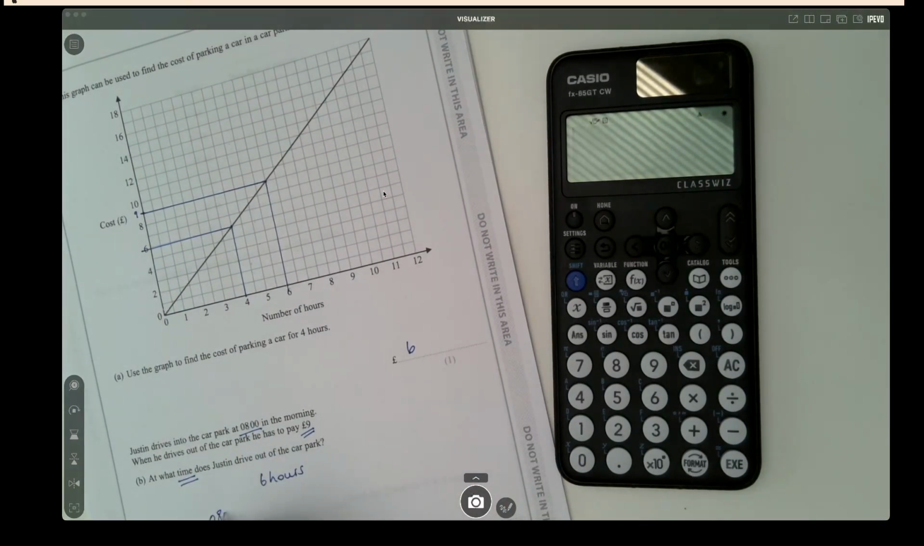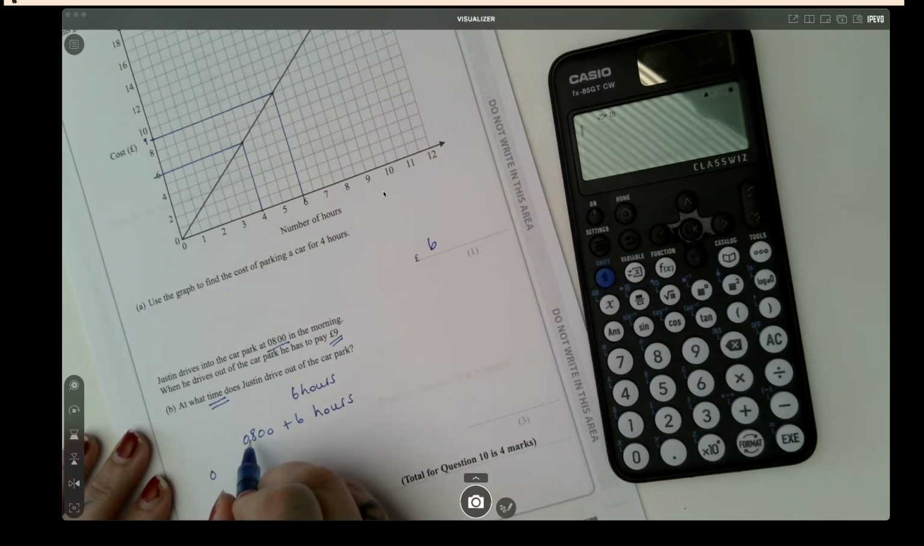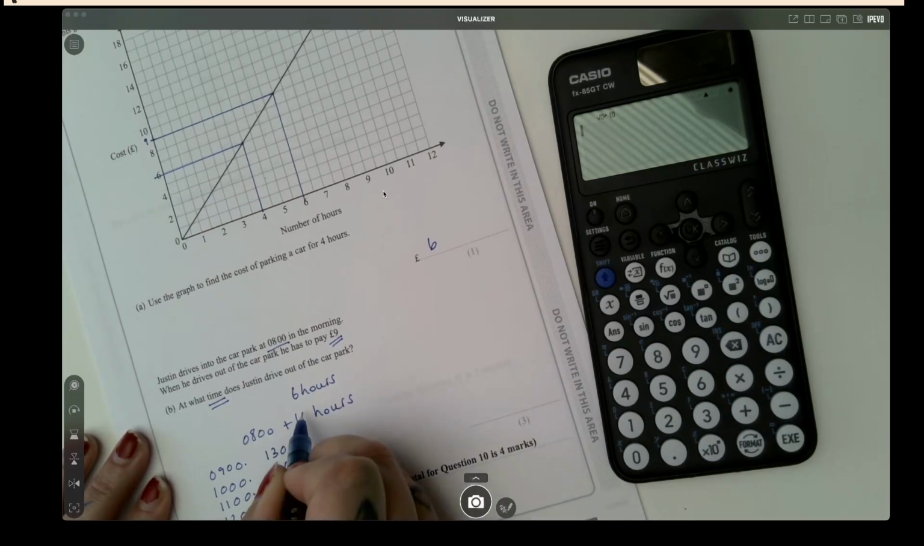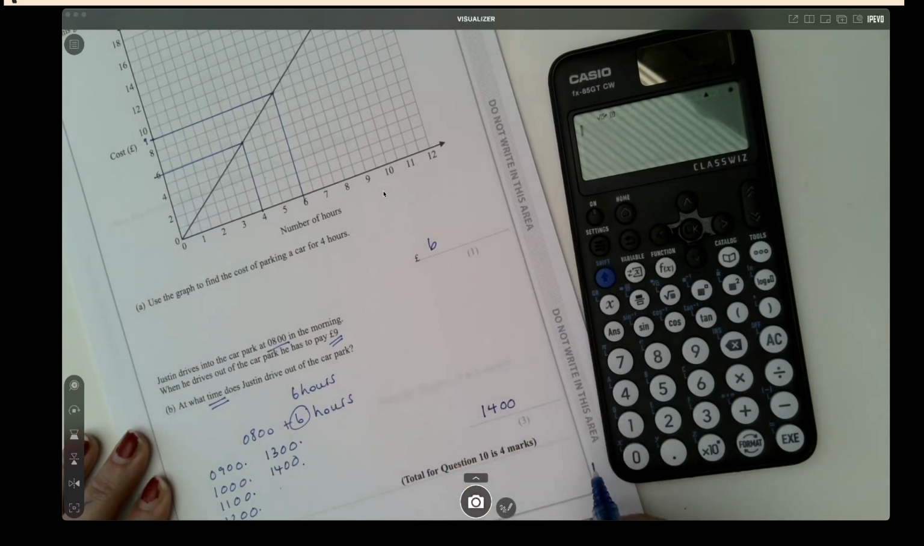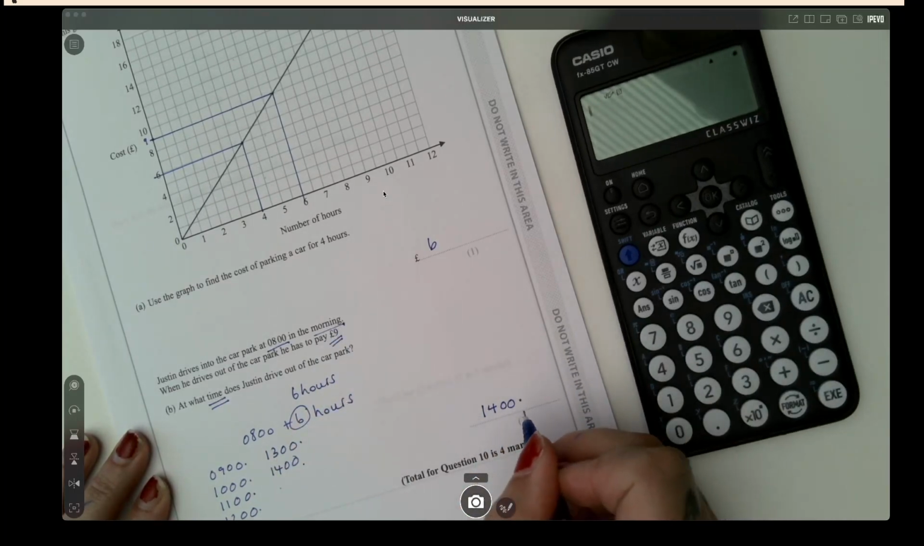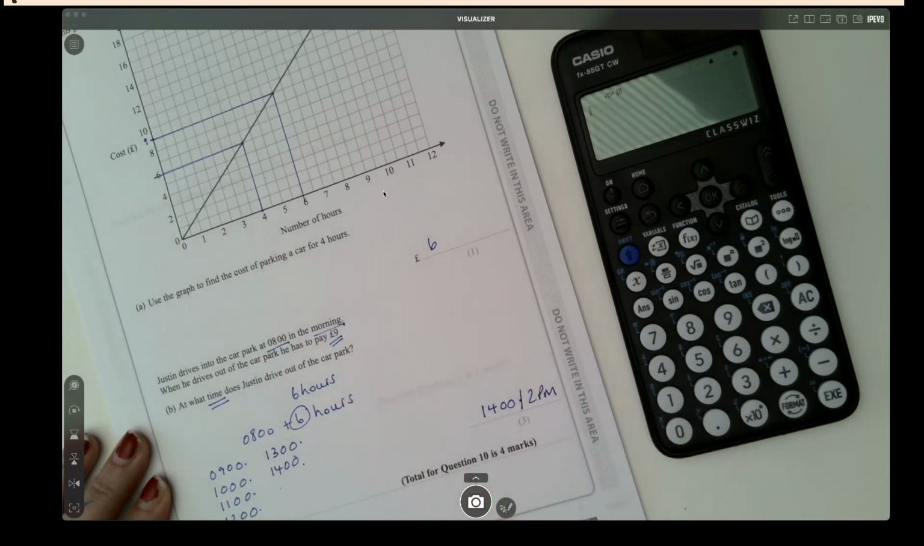So we're going to do 0800 plus 6 hours. However you do this is up to you. So you can go 0800, so 0900, 10, 11, 12, 13, 14, is what we want. So it's going to be 1400. This is in the afternoon. So this will be 1400 or 2 p.m. Doesn't matter which way around you write that.